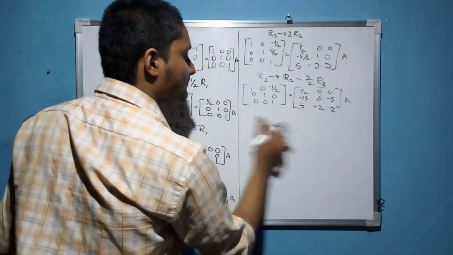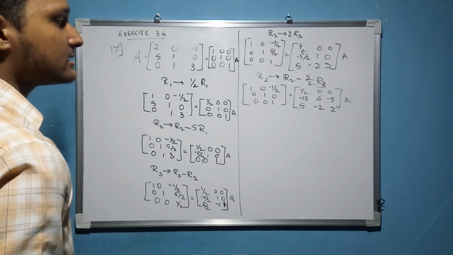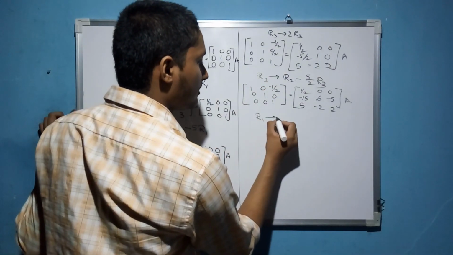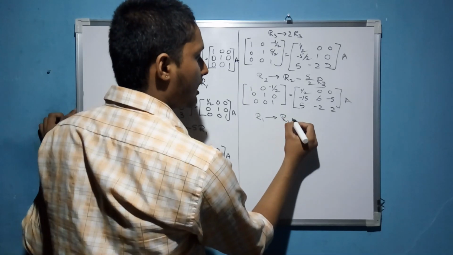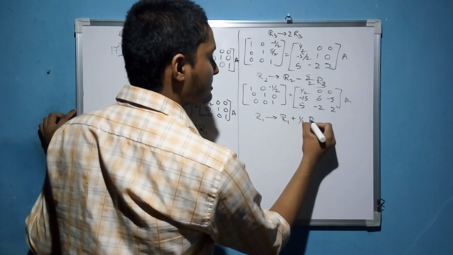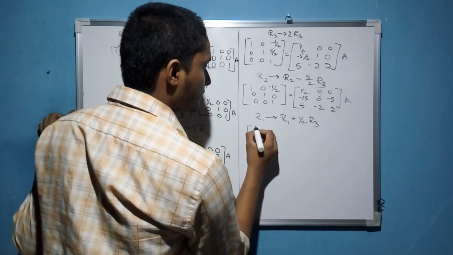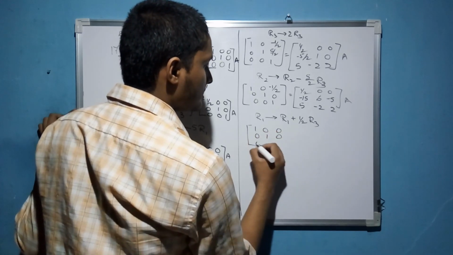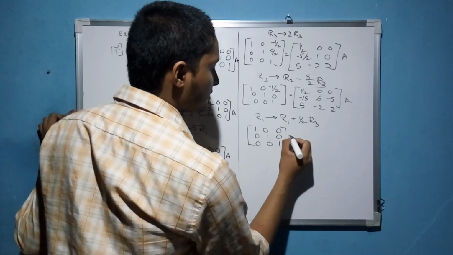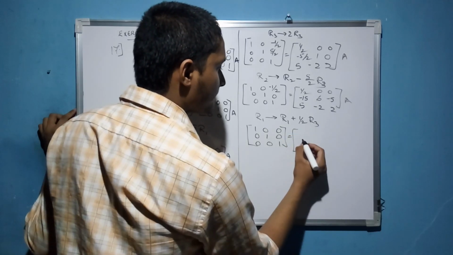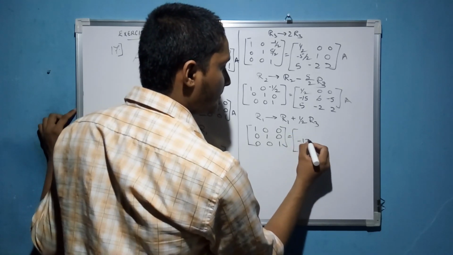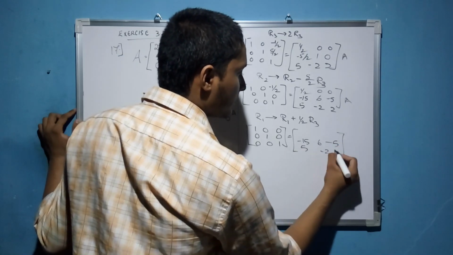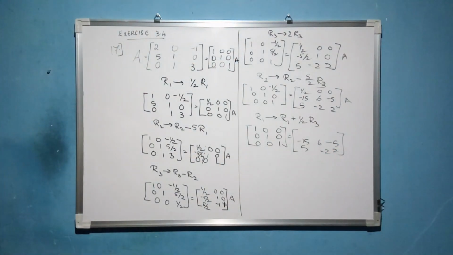This much is alright. So next step is only about this thing. That is R1. R1 I am going to change to R1 plus half times R3. So it is going to be 1 0 0 and 0 1 0 0 0 1. We are bothered only about R1. The remaining is kept as it is, like this. 5, minus 2, 2. This much is okay.